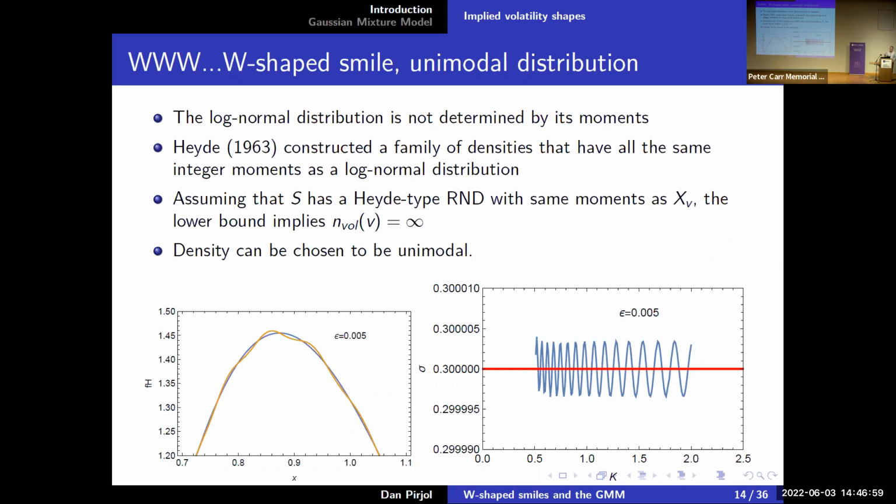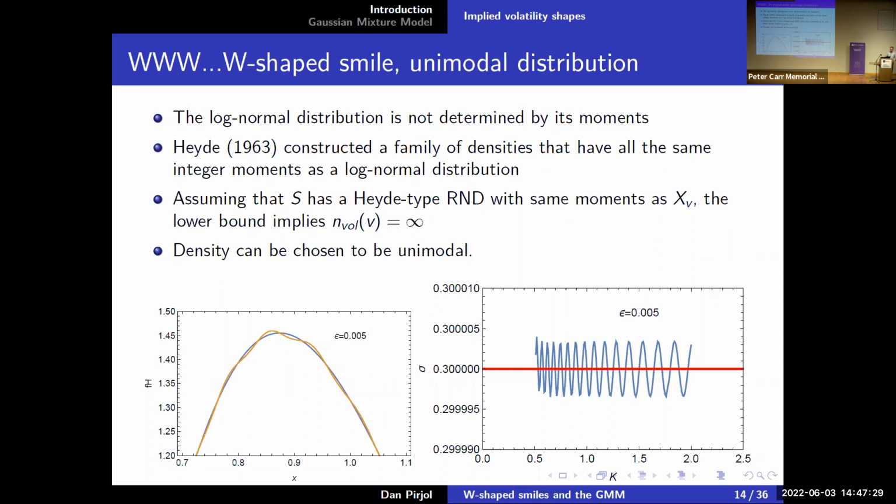It has been known for a long time that the log normal distribution is not determined by its moments. An explicit example was given of a density which has exactly the same integer moments as a log normal, but it's different from a log normal. That is shown in the left plot as the orange curve. It wiggles around the log normal.